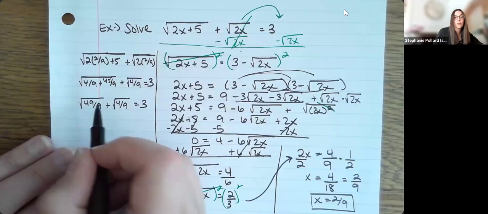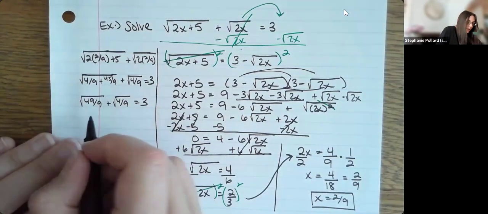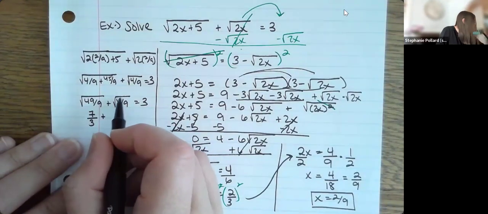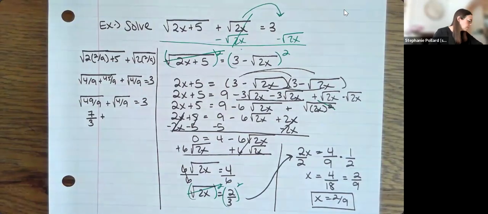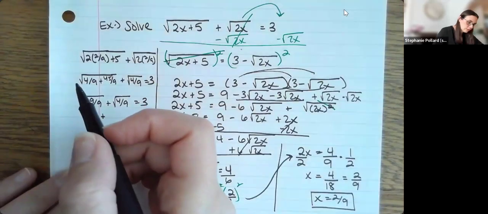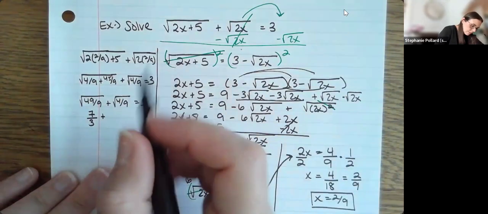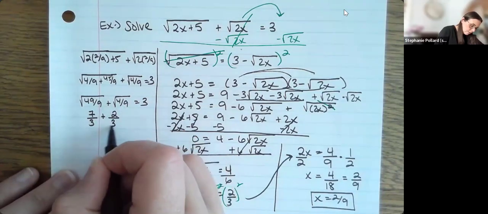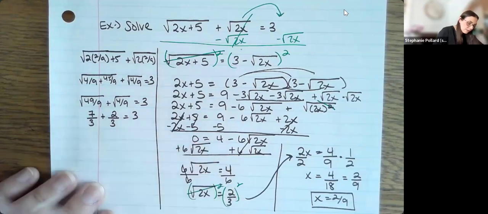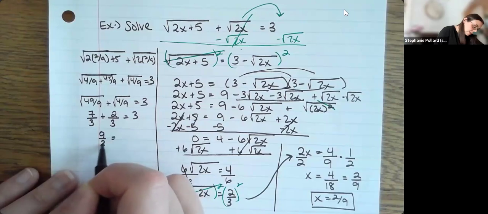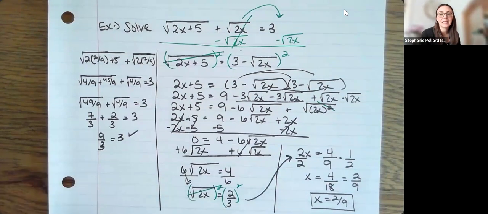Well, 49 and 9 are both perfect squares. So the square root of 49 is 7, and the square root of 9 is 3. Here, the square root of 4, let's see, is 2. And the square root of 9 is also 3. Now I already have common denominators, and 7 plus 2 is 9. And this actually, it's a lot of work, but it does actually check out. 9 over 3 is 9. So again, don't skip that last check.